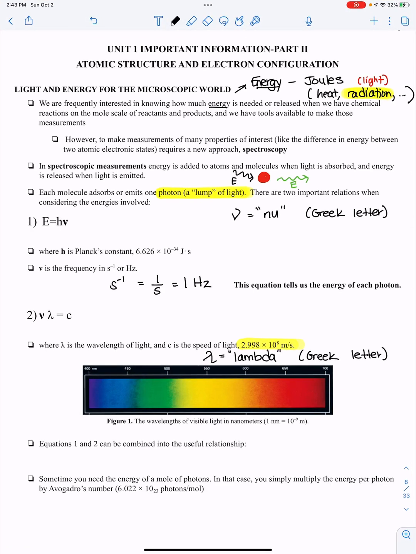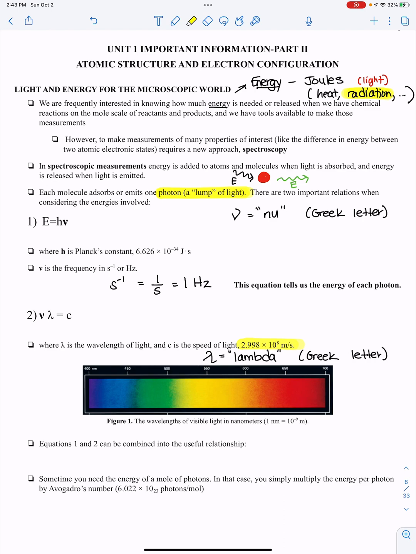This is part of the Unit 1 important information. I'll consider this part 2. This is where we'll start talking about energy and calculations associated with atoms and molecules. So just a little bit of a brief update or reminder here, if you've never heard of it.